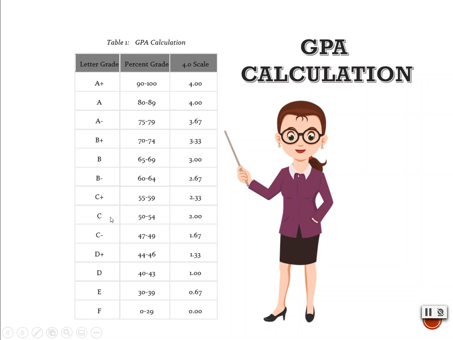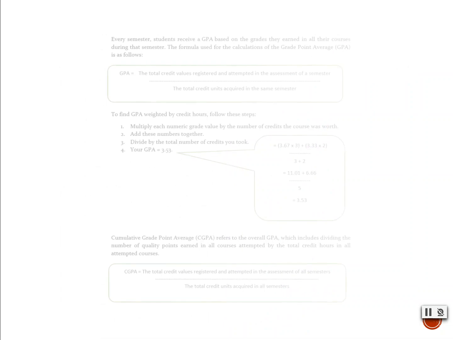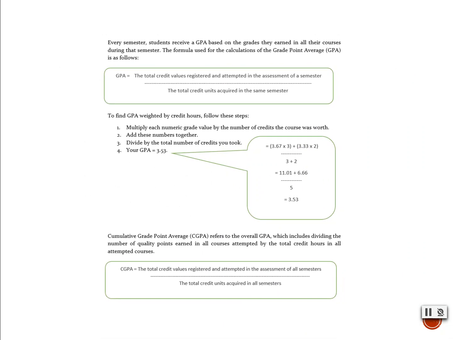And when you get a C, you only pass the paper, so the marks between 50 and 54 and the scale is 2.00. C minus, D plus, D, E and F, you fail the subject. C minus, marks between 47 and 49, the scale is 1.67. The rest are the marks for the subjects that you fail. So for a pass, you need to get a C. So this is how you are going to calculate GPA and CGPA.